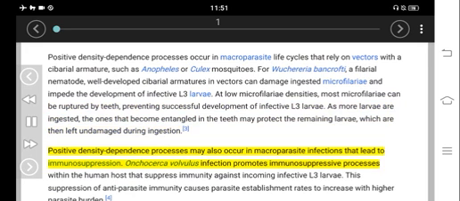3. Positive density dependence processes may also occur in macroparasite infections that lead to immunosuppression.